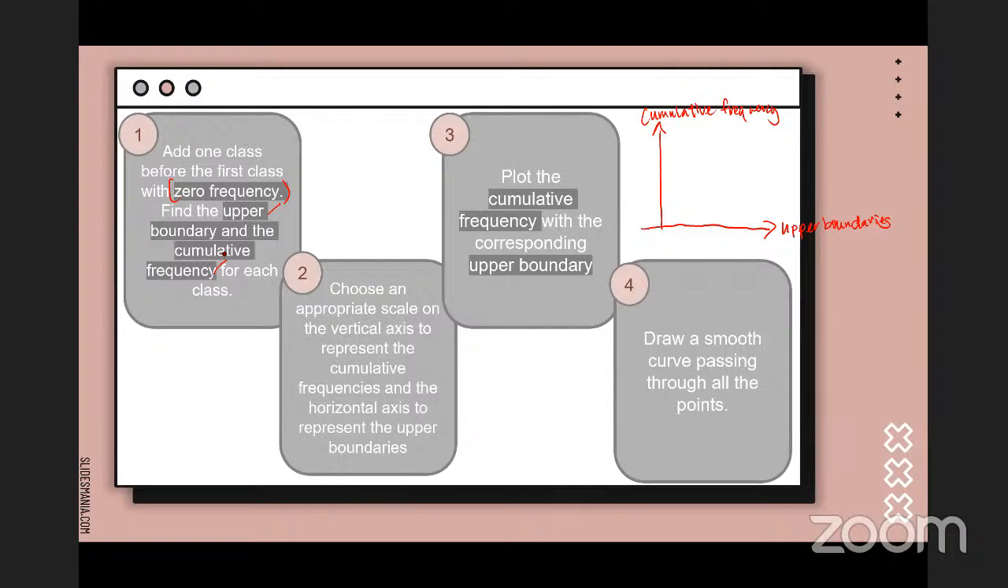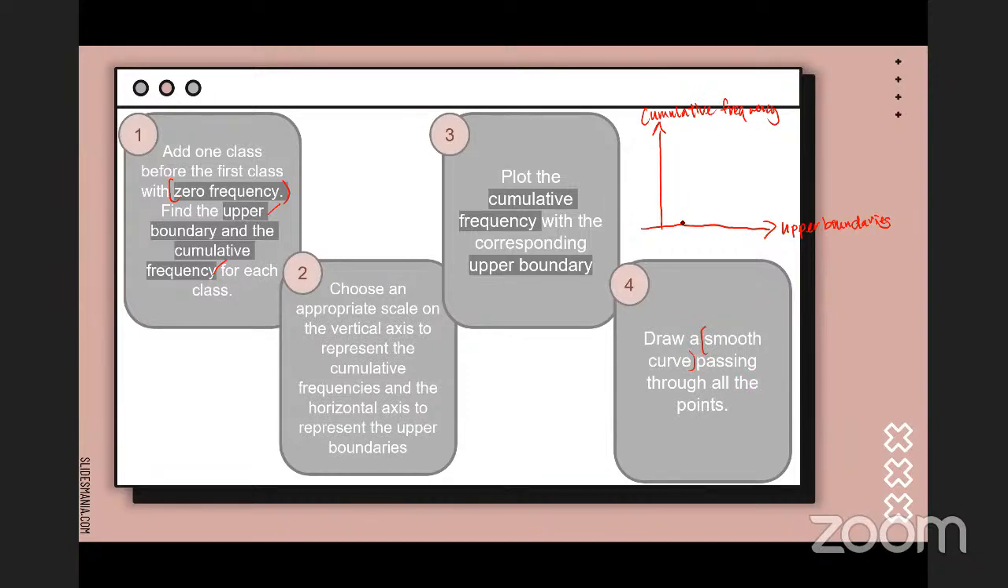Okay, so how do we find the cumulative frequency and also the upper boundaries? Just now we have already taught you how to find them. Okay, so number 3, you should plot the cumulative frequency with the corresponding upper boundary, and then you should draw a smooth curve passing through all the points.